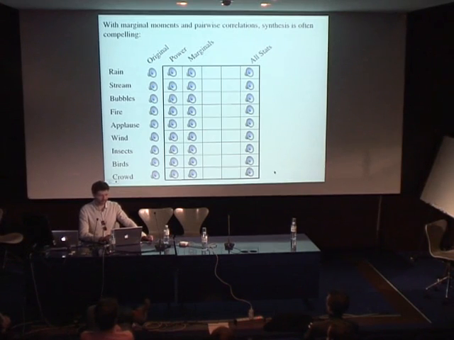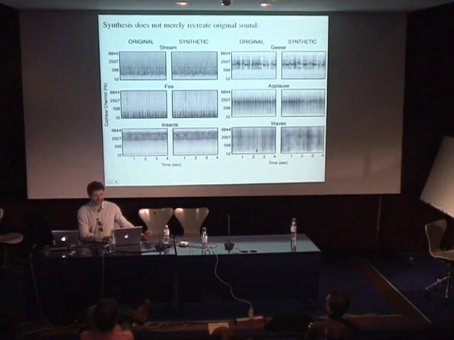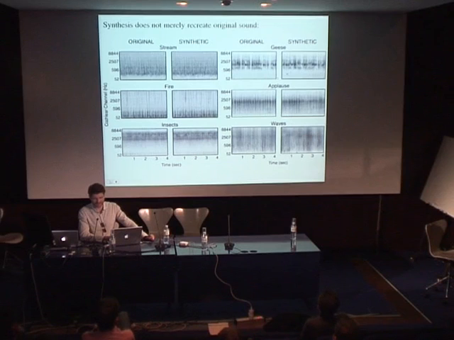All right, so it often works pretty well. One important point is that the synthesis doesn't simply recreate the original sound. So these are just examples of spectrograms of the original sounds and synthetic versions. If you just look at the geese example, you can see that the peaks in amplitude are in different places, and you don't get the same thing.